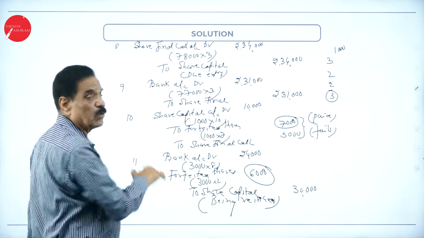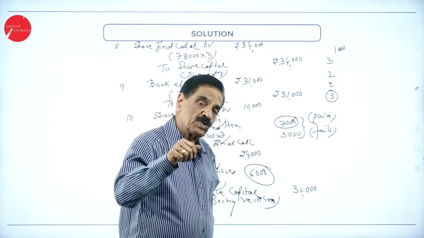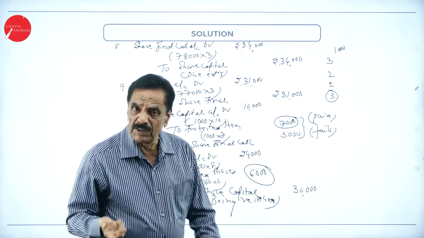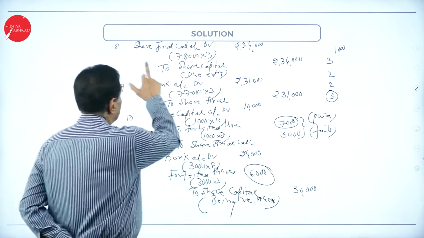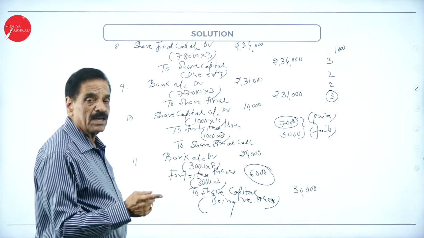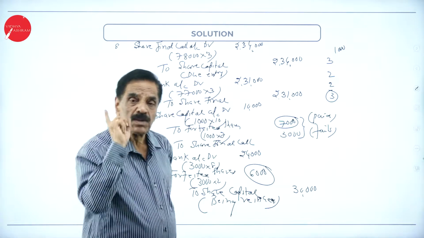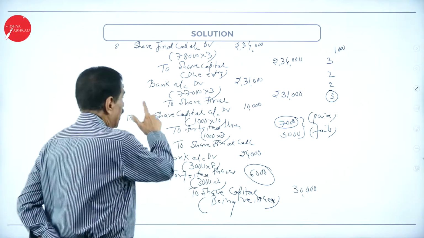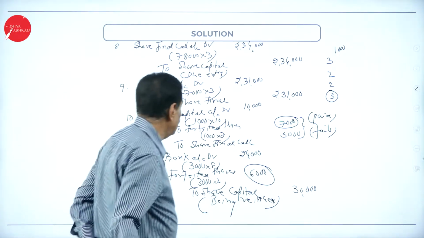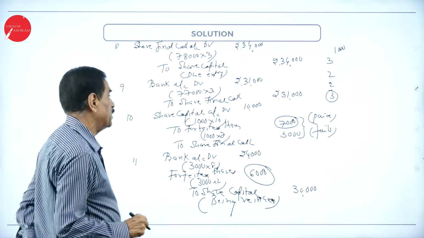Then final call only 78,000, 2,000 share money will not be called because 2,000 shares are forfeited immediately. No chance is given in the final call. The entry will be share final call account debit to share capital account. This is the due entry. Here also 1,000 share money could not be received, so you are receiving only 77,000. Bank account debit 2,31,000 to share final call account, to share final call account 2,31,000.